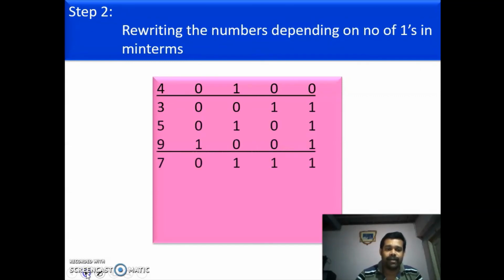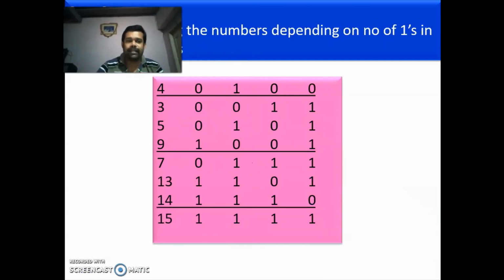Here we are not having 0. So first we write the minterms which have only 1 one. Then we write the minterms which have 2 ones. Then we write the minterms having 3 ones. Then we write the minterms having 4 ones.